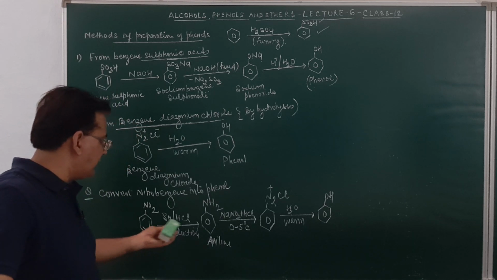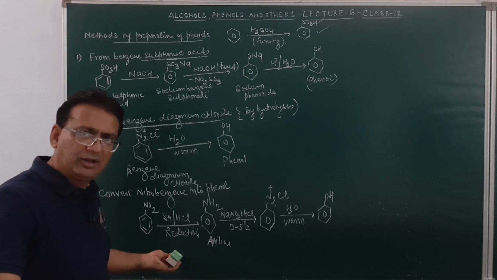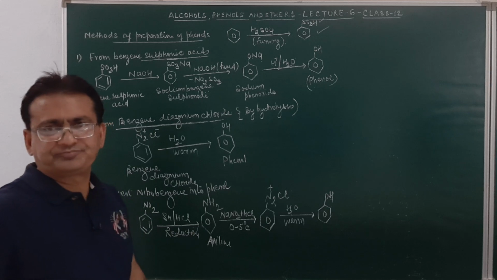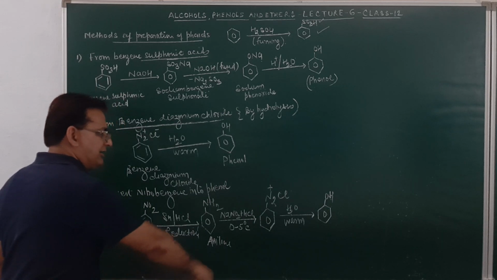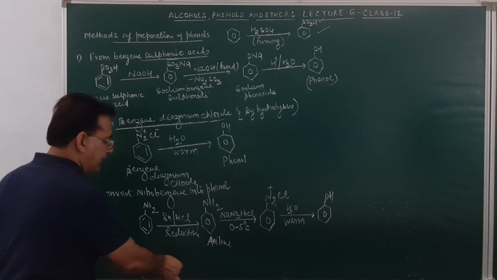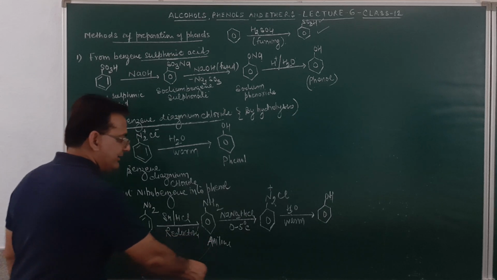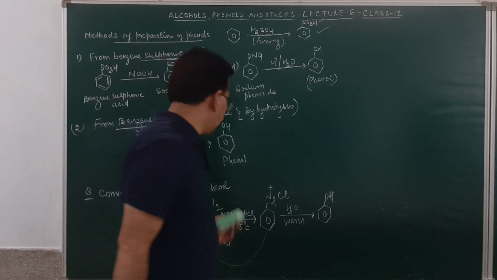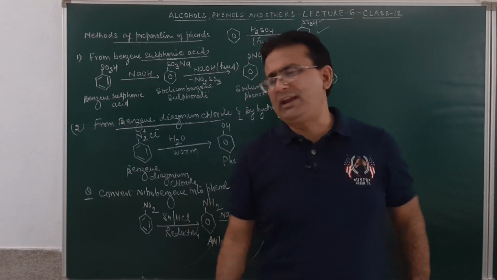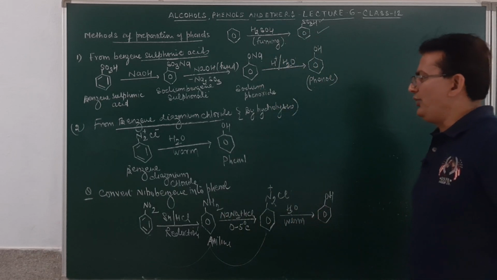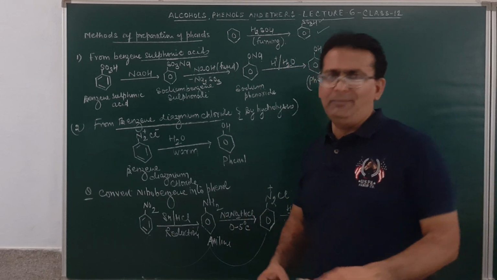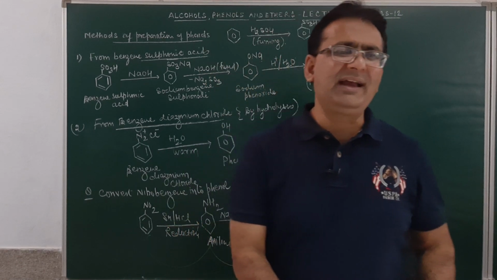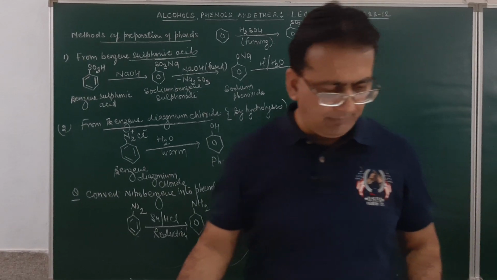How is nitrobenzene converted into aniline? By the process of reduction. So this equation is solving many questions. The question can be: convert nitrobenzene into phenol, convert nitrobenzene into aniline, convert nitrobenzene into diazonium salt, or convert aniline into diazonium salt. From diazonium salt, phenol can be prepared by warming with water. So this is the second method of preparation of phenol. The first one was from benzene sulfonic acid, the second one is from benzene diazonium salt.